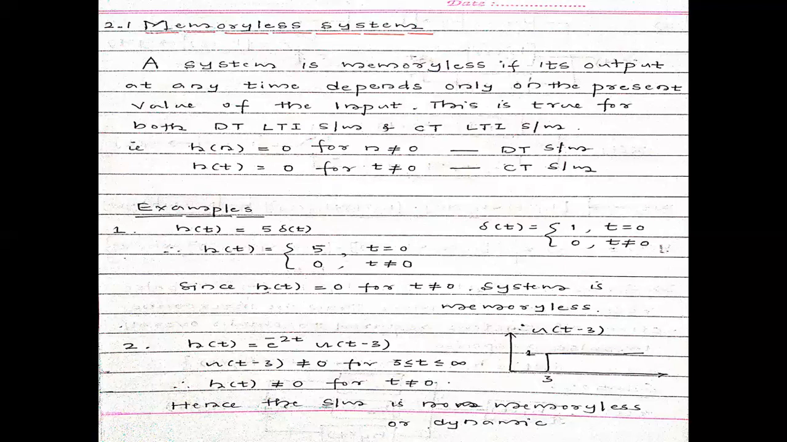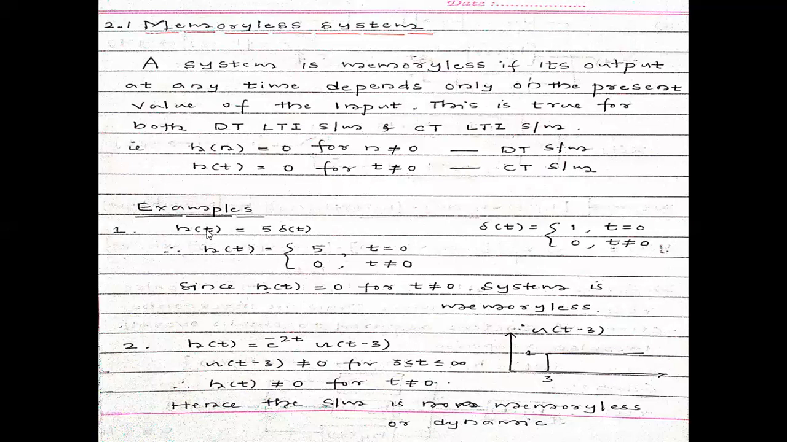So please understand, a system is said to be memoryless if its impulse response h of n is 0 for n not equal to 0 in the case of a discrete time system, and in the case of a continuous time system the impulse response h of t should be 0 for t not equal to 0. You'll understand these two conditions when we discuss a few examples.